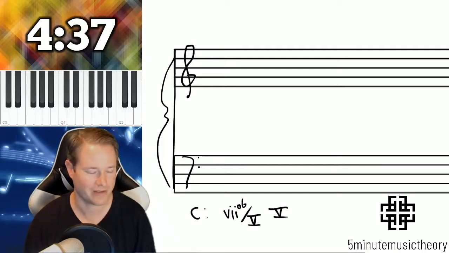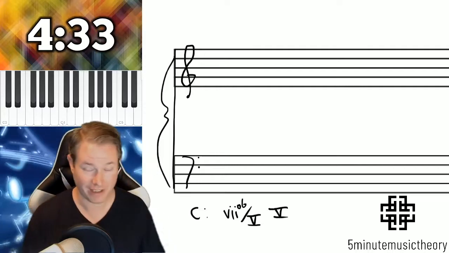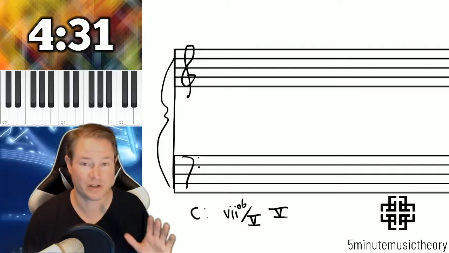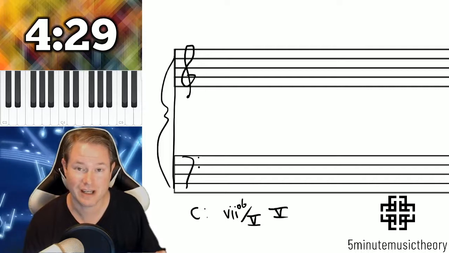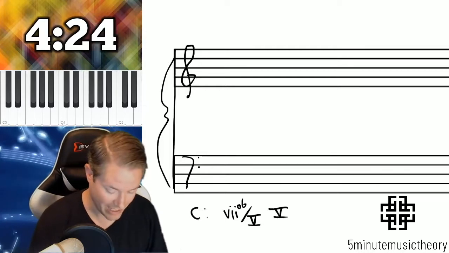Notice that I inverted that leading tone because remember, we don't want diminished triads in root position. We're going to have to deal with accidentals here again. This is the most tricky thing about secondary functions, is mistaken accidentals or missing accidentals. You're almost always going to have an accidental.